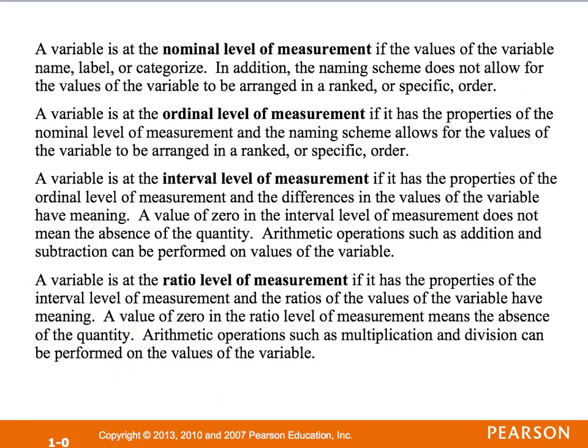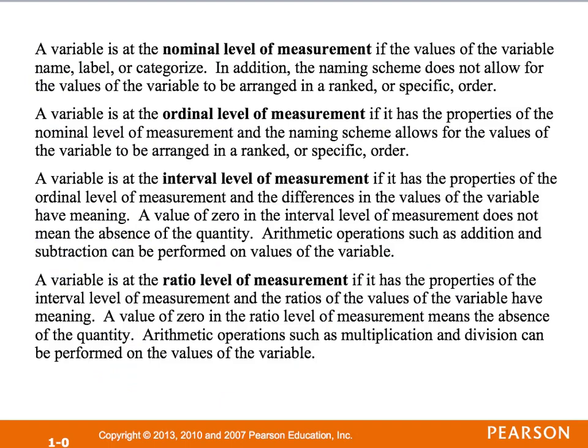We're now going to talk about another way of distinguishing between different types of variables, and that's by levels of measurement. First, we're going to have variables at the nominal level of measurement, and this is if the values of the variable name, label, or categorize. In addition, the naming scheme does not allow for the values of the variable to be arranged in a ranked or specific order. When you think of variables at the nominal level of measurement, you want to be thinking of something like favorite food. So the values the variable can take, pizza, watermelon, coffee, don't have any intrinsic order to them. They could be listed in any order and it would make just as much sense.